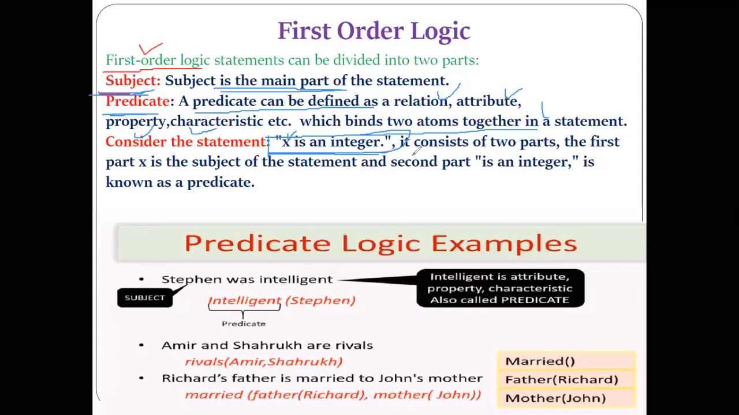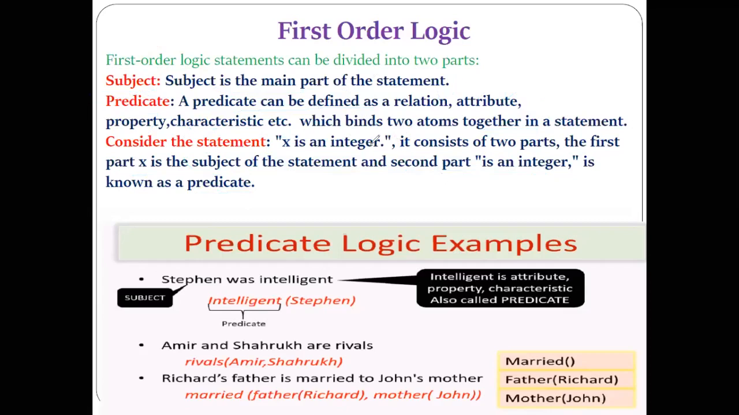Understood. So here we can see the given statement consists of two parts. The first part, X, is the subject of the statement, and the second part, integer, is considered the predicate. Okay, so using these two things, we are going to write the first order logic for the different kinds of things present in the world.